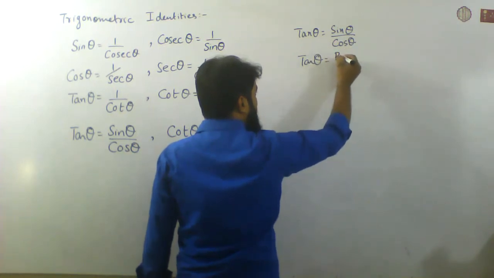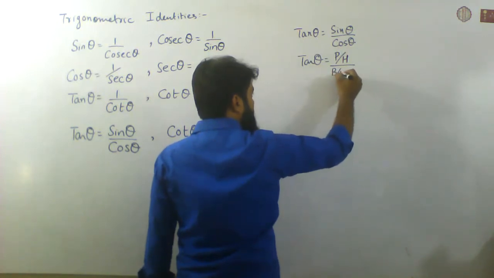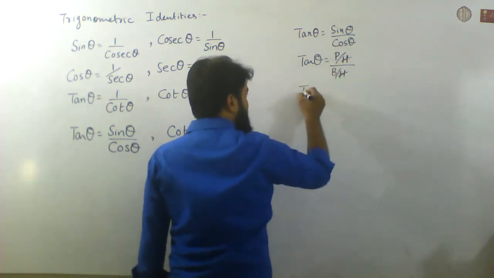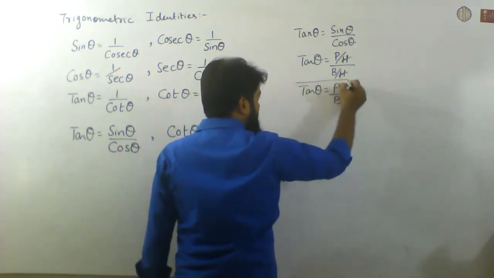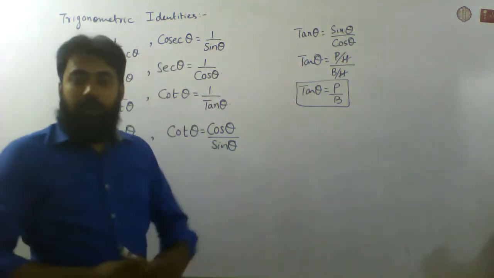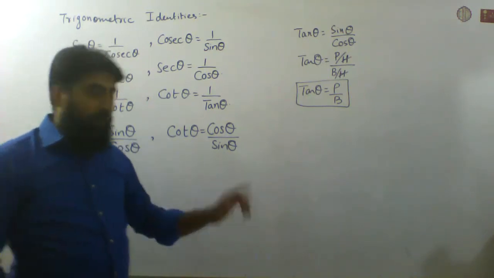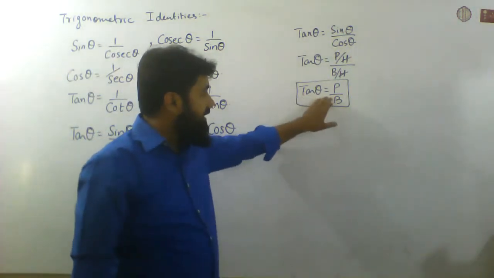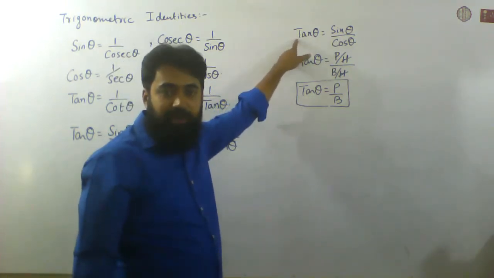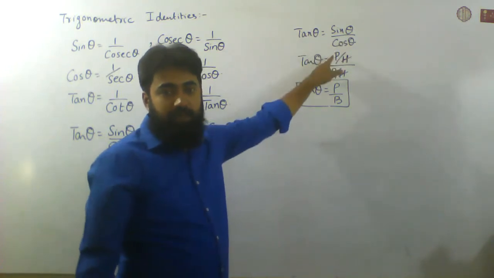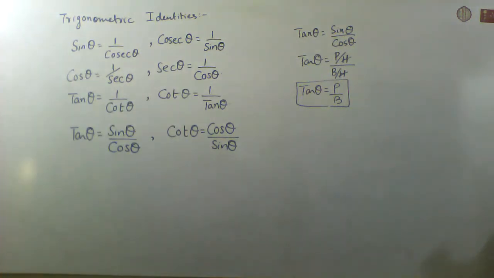Sin theta is perpendicular upon hypotenuse, and cos theta is base upon hypotenuse. Hypotenuse and hypotenuse will cancel. So tangent theta equals perpendicular upon base, which is the ratio of sides of a right angle triangle. That we know, and from here I have derived that tangent theta equals sin theta upon cos theta. In the same way, all this working can be done for the others.